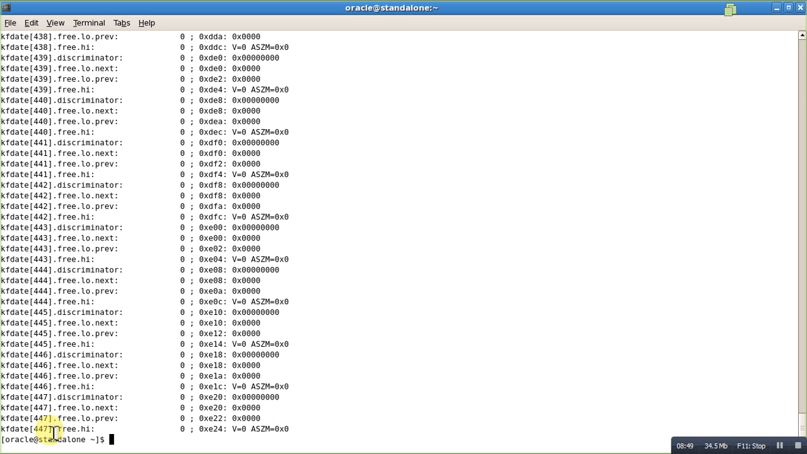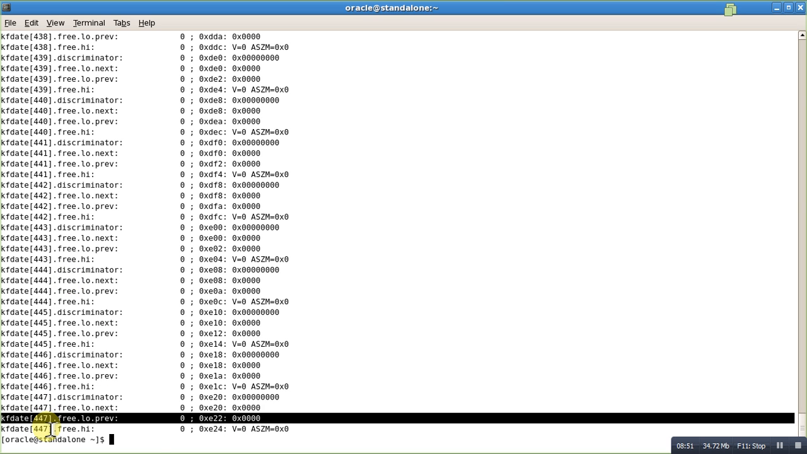So here you can see the last one which is addressed is 447. From 0 to 447, which is nothing but a total of 448 entries that are there in the first allocation table block of allocation unit 0. Now let's try to see the third block of the same allocation table. So I'm just trying to view the content from block number 3.